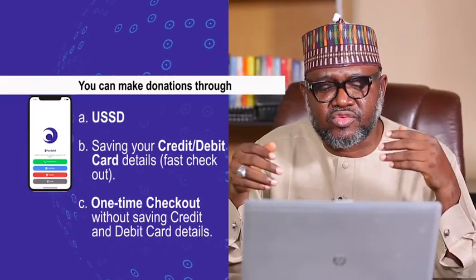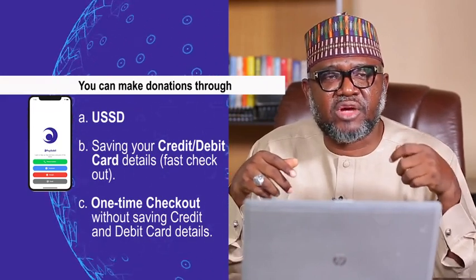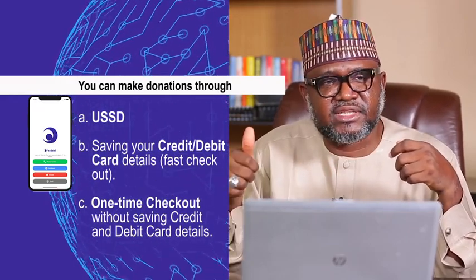And the last option is for when you don't want to save your bank details, you don't want to use USSD, and you don't want to save the details of your card. The third option is what we call one-time checkout. Anytime you are using the one-time checkout, you have to put your ATM card number, put all the necessary security requirements, and then you send. So these are the three options that we have.